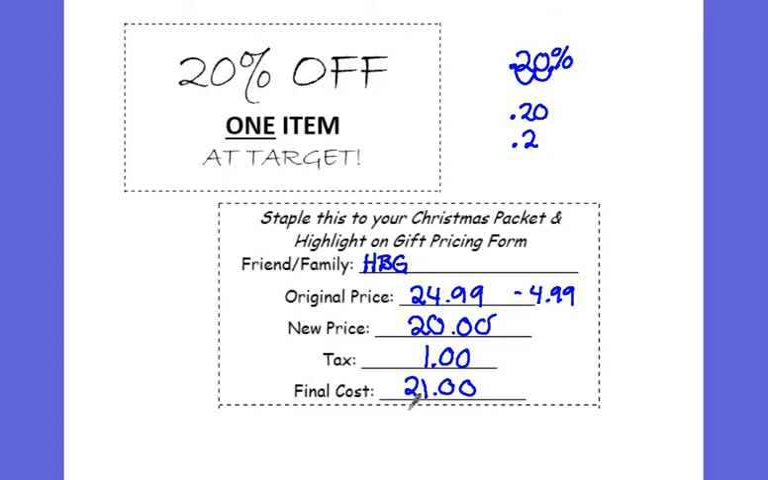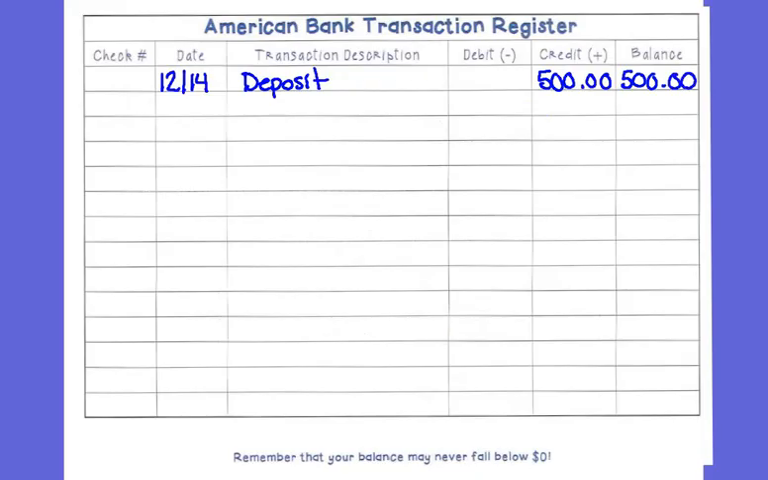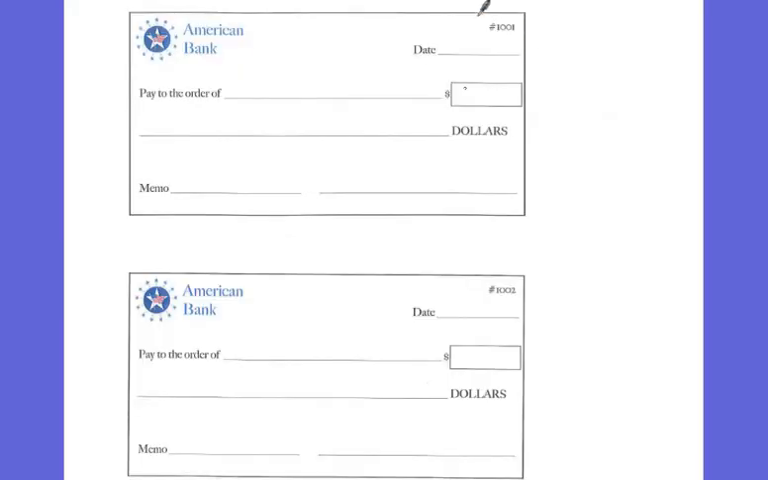Where's my money sign go? In the front. Yeah, a lot of people put it in the back, and I don't know why you're doing that. Okay, my sales tax was a dollar, and my total cost ended up being $21. Okay, I just filled out my shopping list. I haven't paid for it yet, and how am I paying for this? With a check.